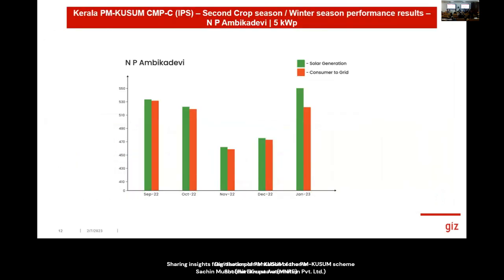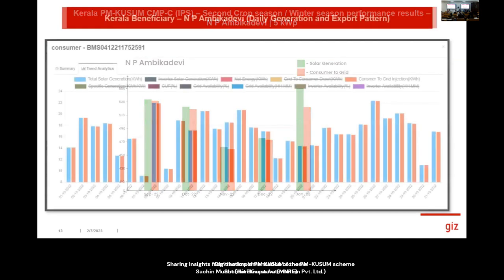Then there is one case of Ambika Devi, NP Ambika Devi. The pump is installed. The solarization was done in Kerala. So we can see the winter season performance of the past 5 months, September to January. Whatever units have been generated have been exported. So this morning Vara sir said that this could be a third crop or a second crop to the farmers. So we can see for straight 5 months, whatever has been generated, the entire thing has been exported by this particular farmer.